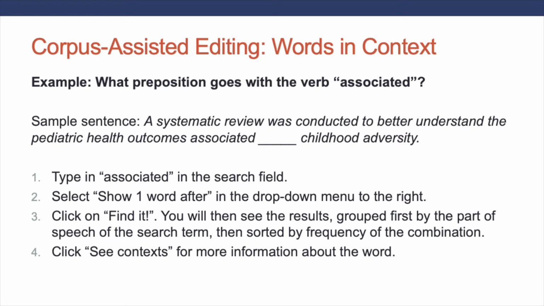To do this in Word Neighbors, you'll first type the word associated in the search field. Then you'll want to select Show One Word After in the drop-down menu to the right. Then you'll click Find It, which will give you your results. The results will be grouped first by the part of speech of the search term, and then sorted by frequency of the combination. And again, you can always click See Contexts for more information about the word.